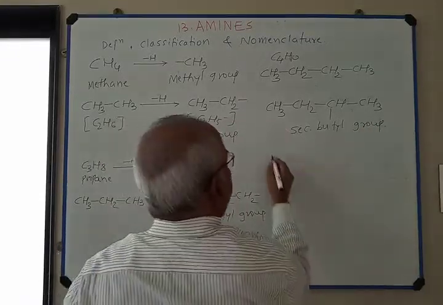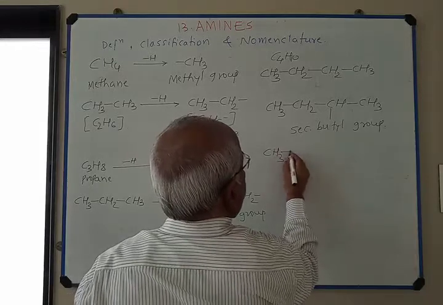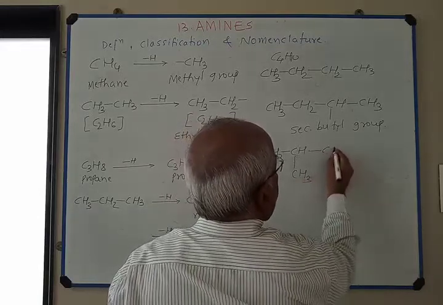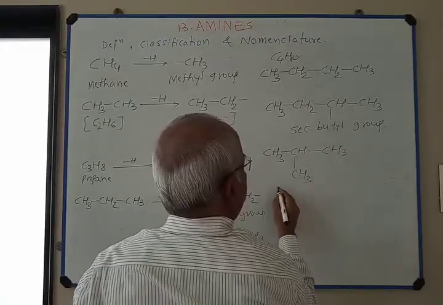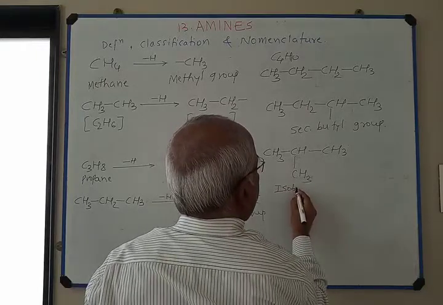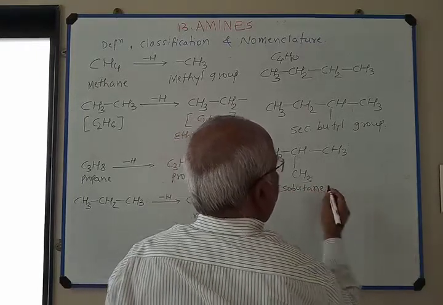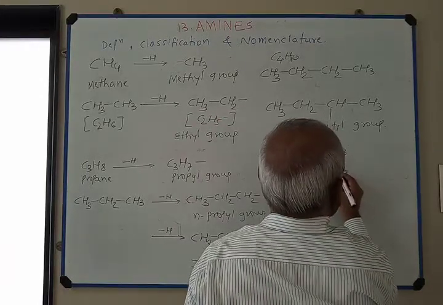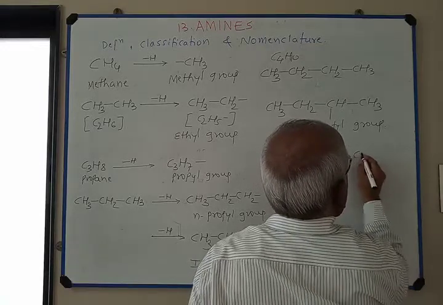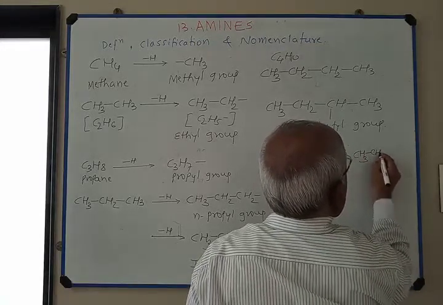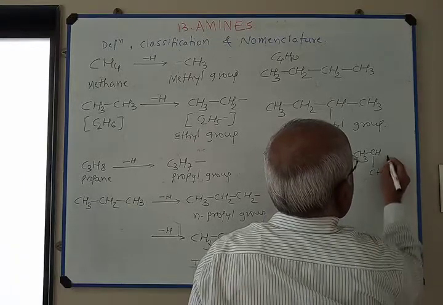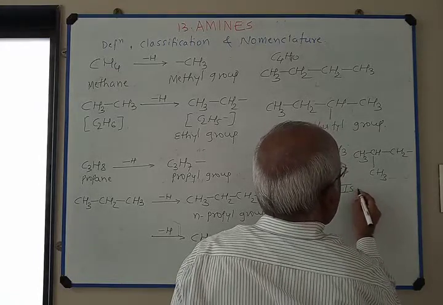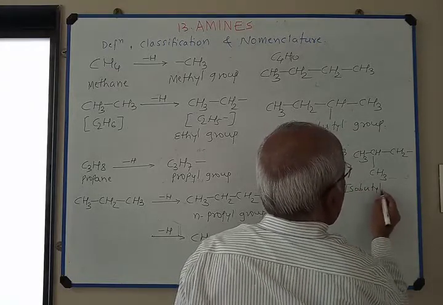Similarly, I write CH3, single bond CH, single bond CH3, single bond CH3. This is isobutane. From this isobutane, I remove one hydrogen from this carbon, we get CH3, single bond CH, single bond CH3, single bond CH2. This group is called isobutyl group.